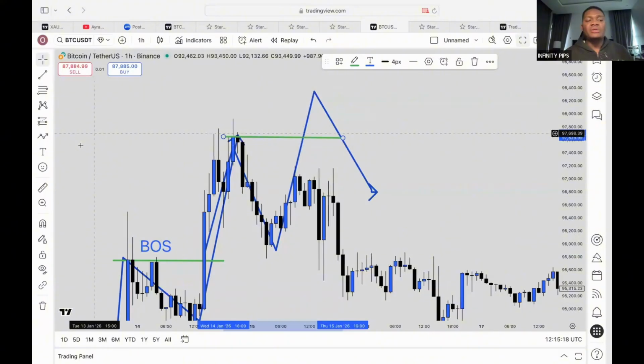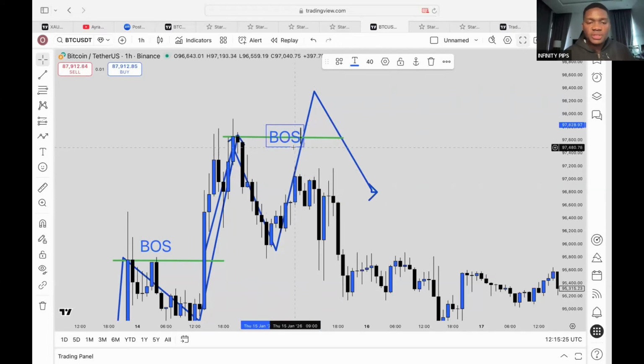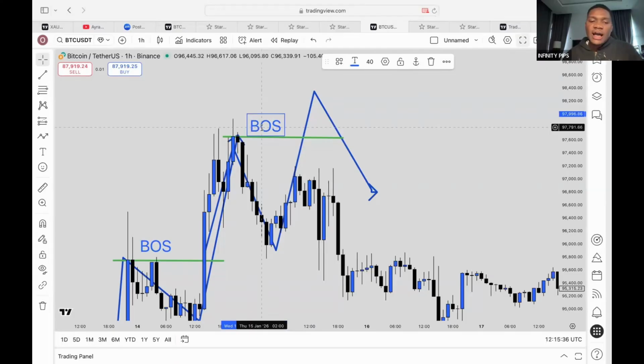So here also will be a break of structure. Here also will be a break of structure. Here will be a break of structure as well, right? So when you see things like this, you know that this is BOS, this is break of structure. This is what break of structure simply means, right?